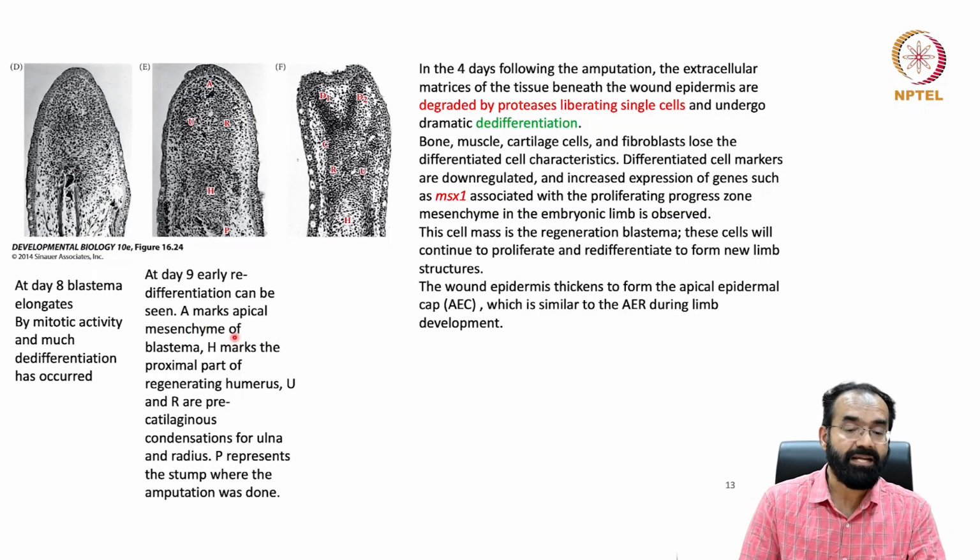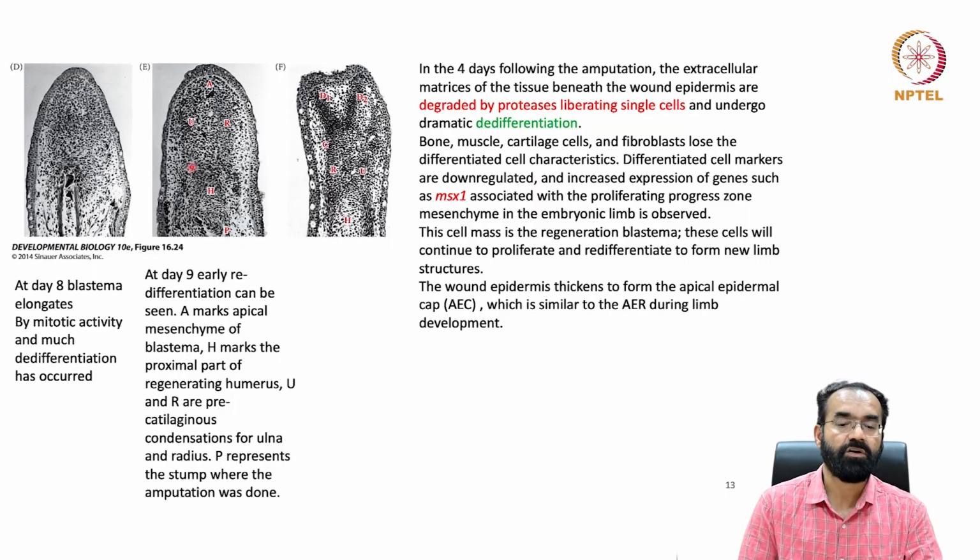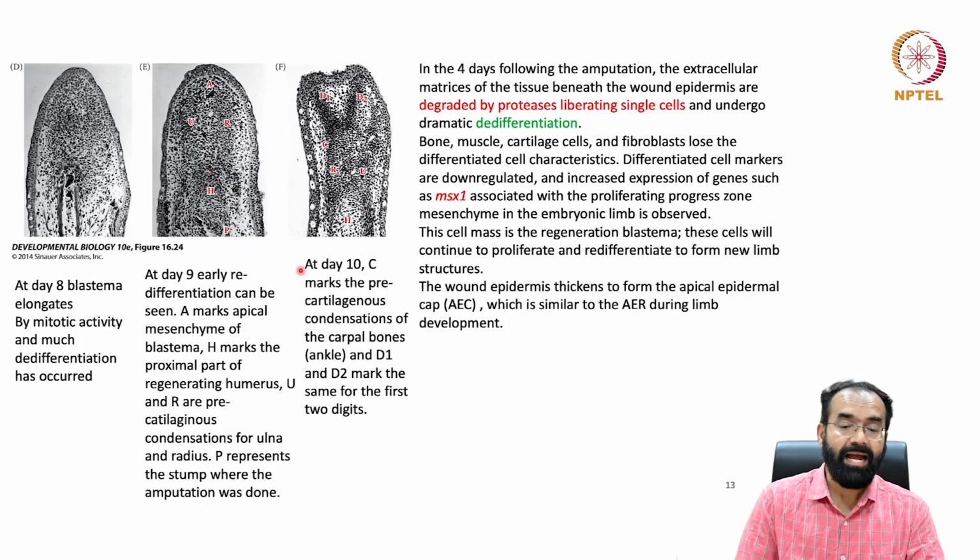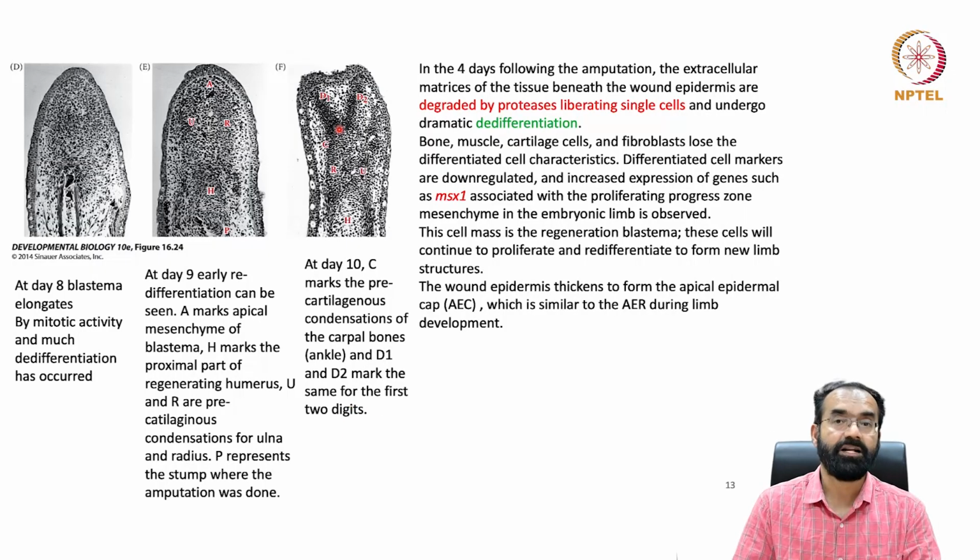A marks typical mesenchyme blastema, and H marks the proximal part of the regenerating humerus bone. U and R are the cartilaginous structures of the radius and ulna, and P represents the stump where the amputation was done. This is the plane of amputation, and these are all the structures that are formed from the blastema. And at day 10, C marks the pre-cartilaginous condensation of the carpal bones, the ankle, and D1 and D2 mark the digits that are being formed, the first 2 digits.